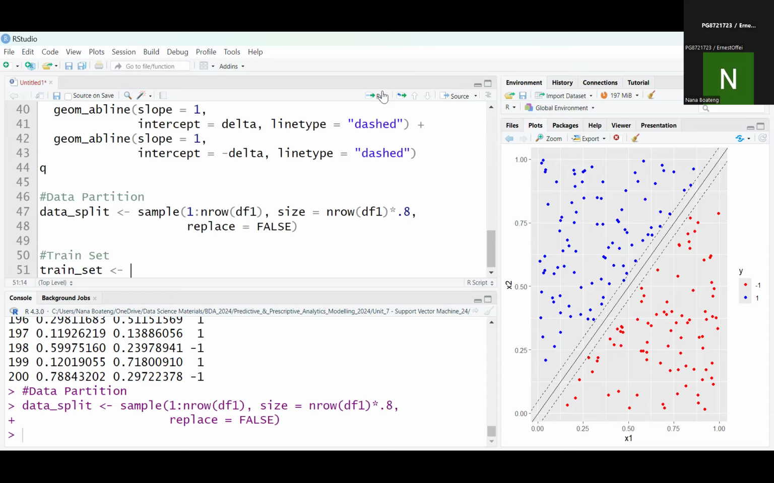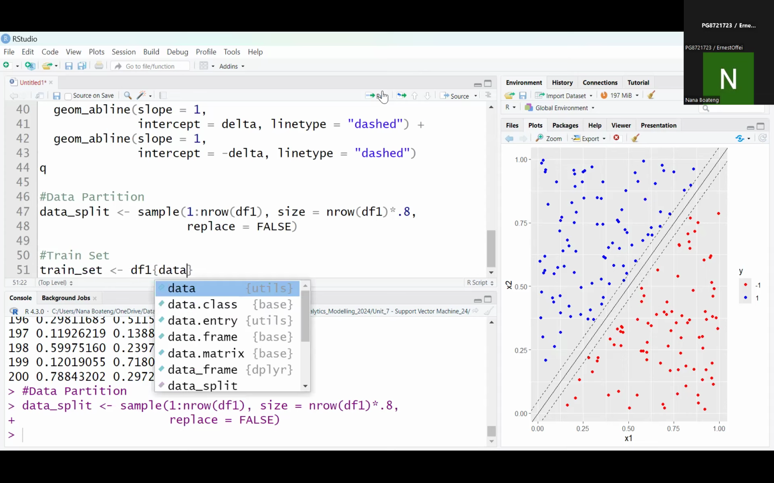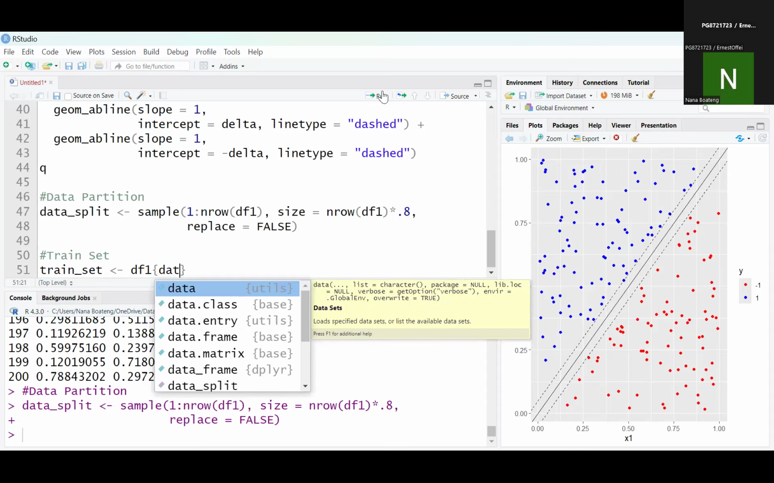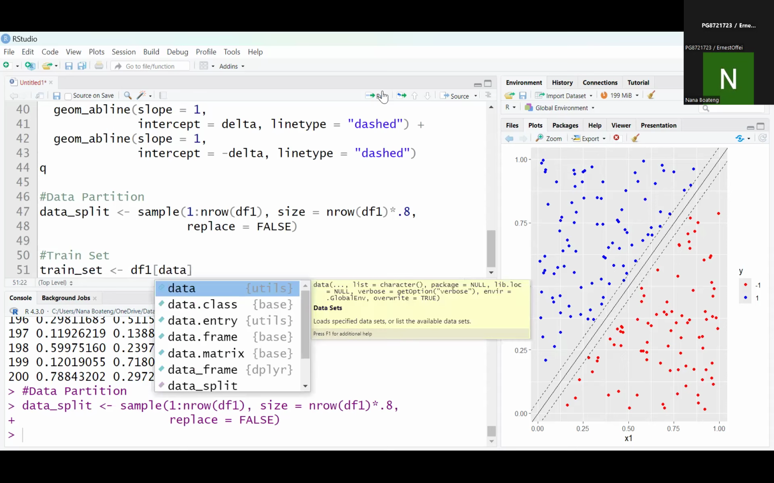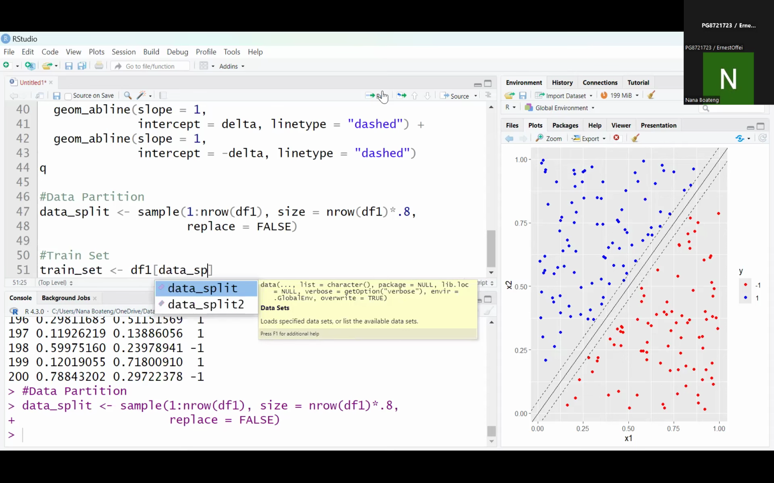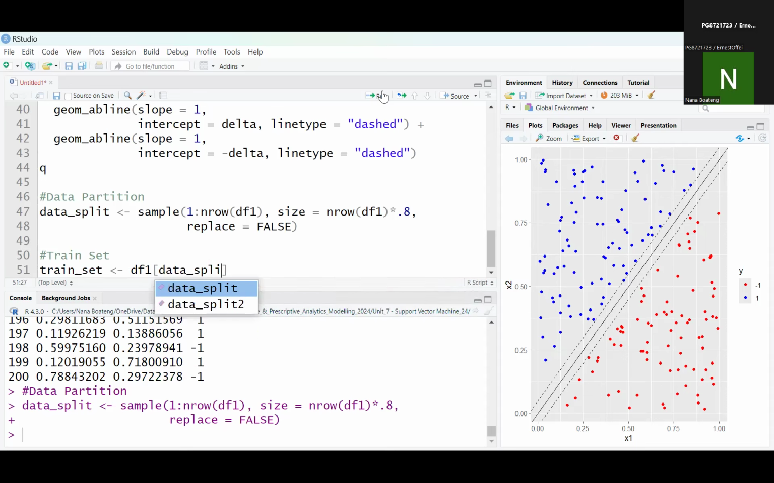So we take our DF1, and then we create a subset of it using the data split. The subset is always a square bracket. So data splits. So all the columns remain the same. So that's our train set.